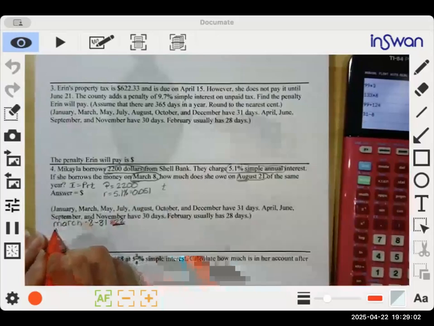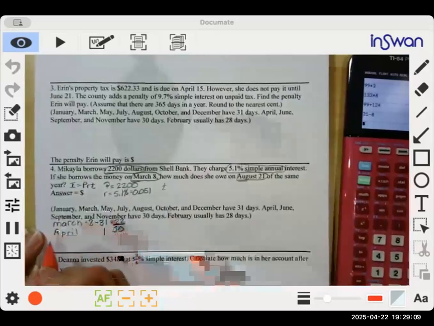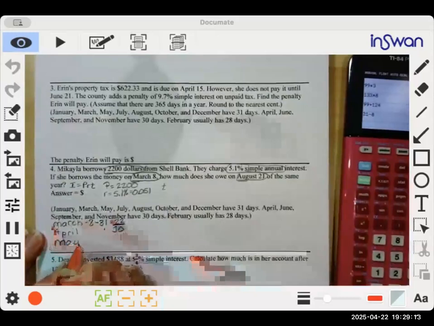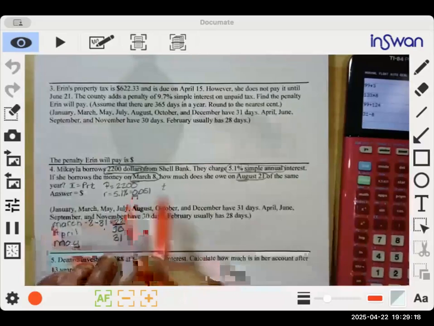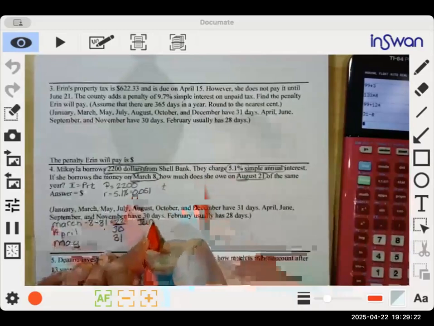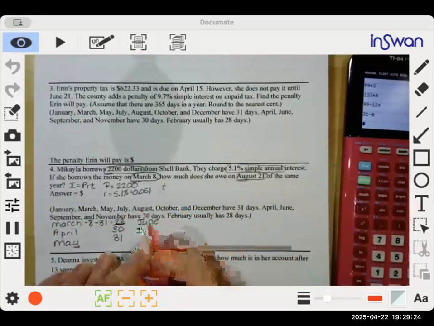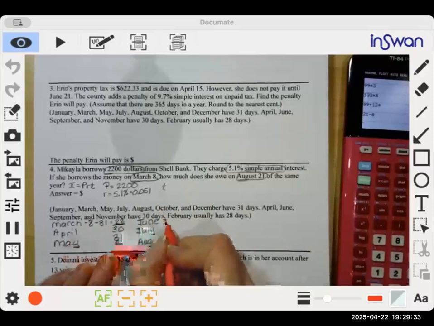So March, April has 30 days. January, February, March, April, May has 31 days. Where are we going until? August. So we have June, July, and August. Okay, May was 31, so that means June is 30.